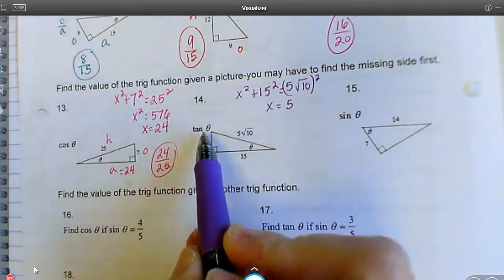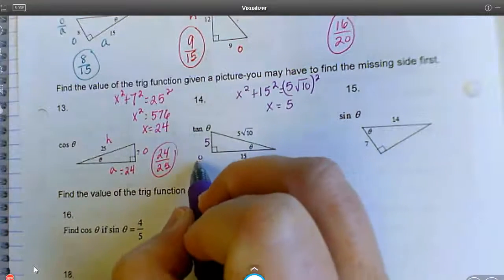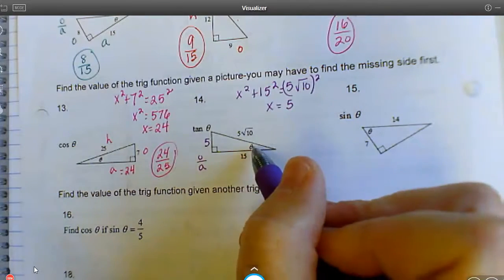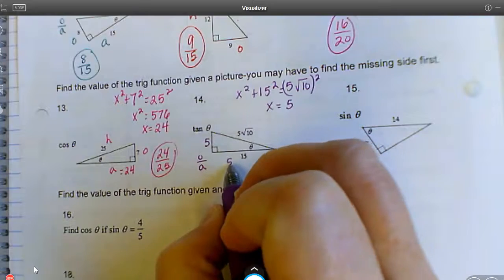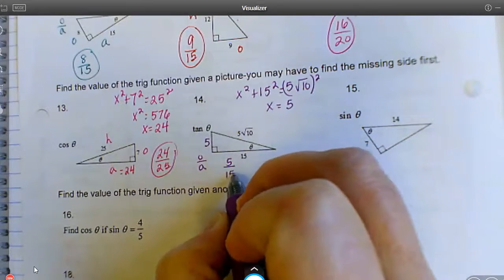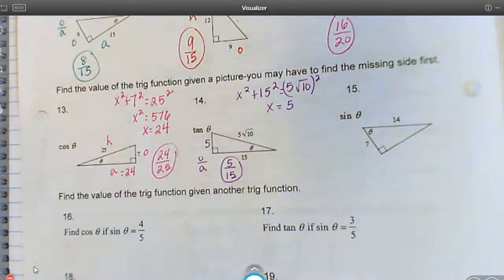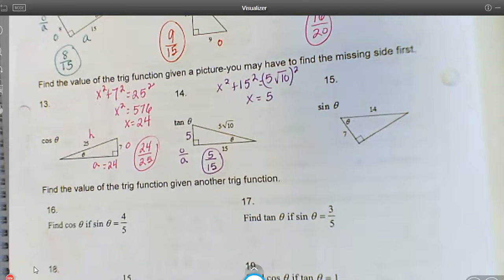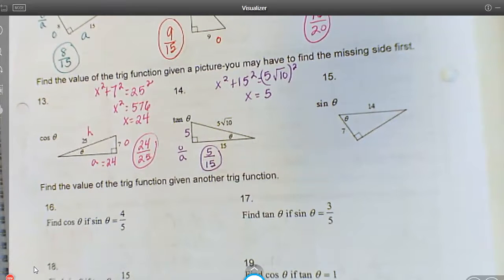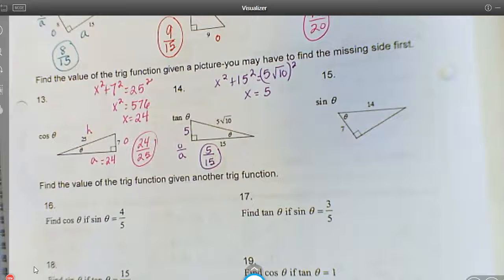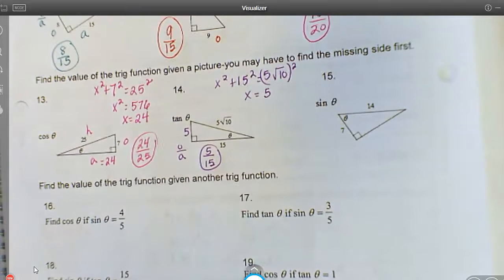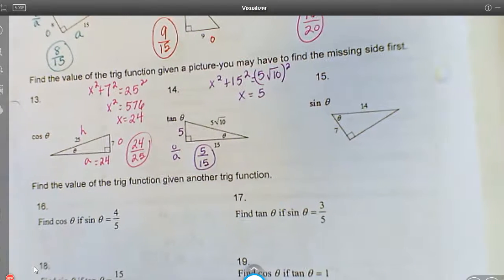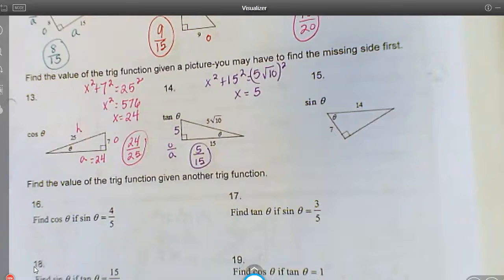Now, tangent is opposite over adjacent. And if this is my angle, that means opposite is 5 and adjacent is 15. 5 over 15 is okay. If you were doing multiple choice, the answer might be 1/3. So keep in mind that you could possibly need to reduce some things if it doesn't come out evenly. So number 15.